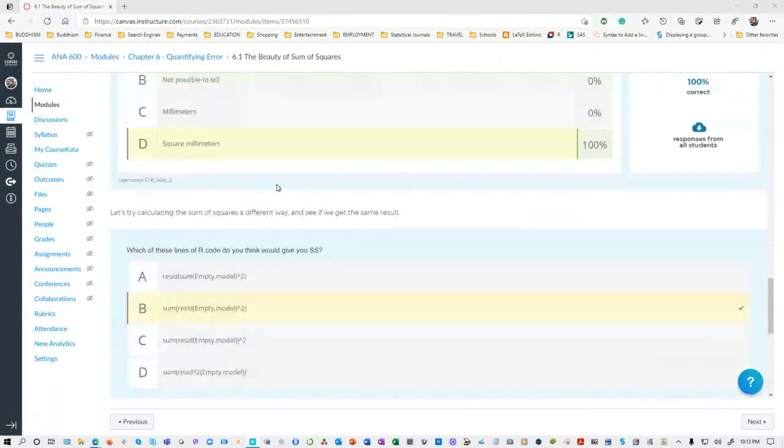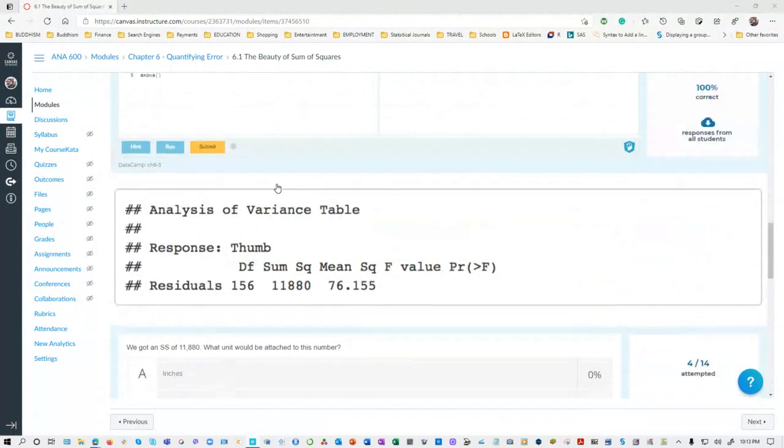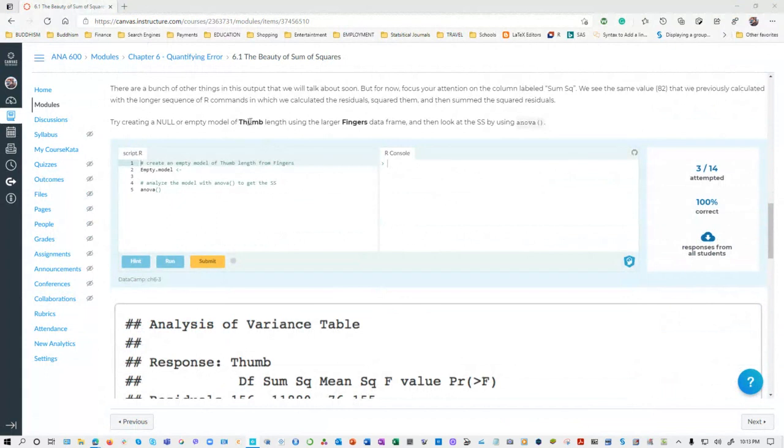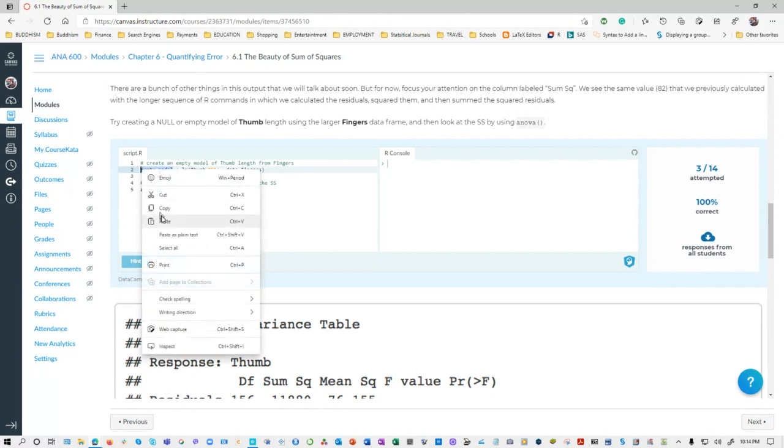Now we're going to do this one for the full data set. Okay, let's see what we can do for the full data set. That's for the tiny fingers. Now again, they say create an empty model of the thumb length from fingers, not from tiny fingers, fingers. Linear model, LM. Then you have thumb tilde null model. That's for the X. You put that one. Data fingers. And then run ANOVA on this empty model.